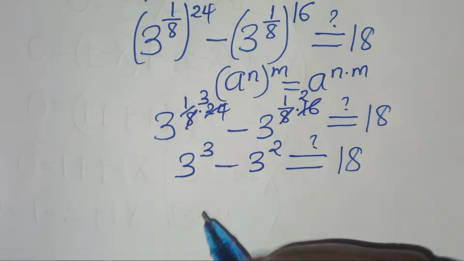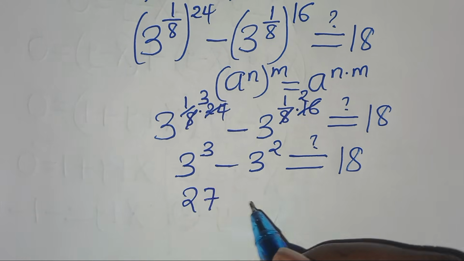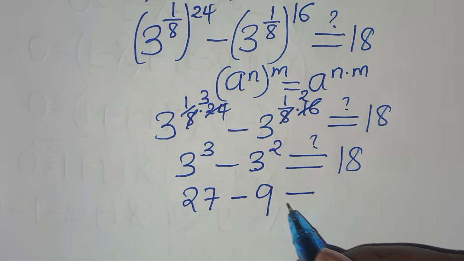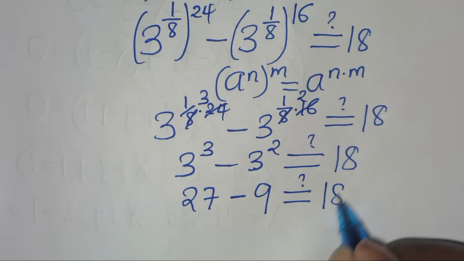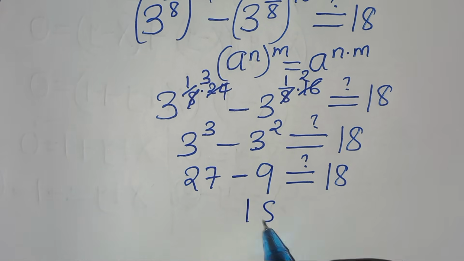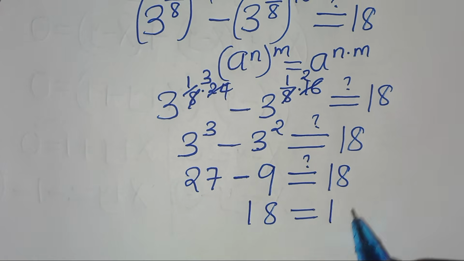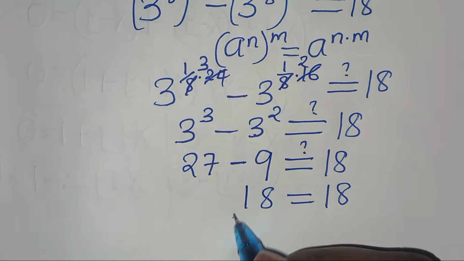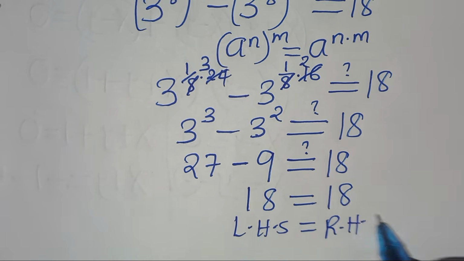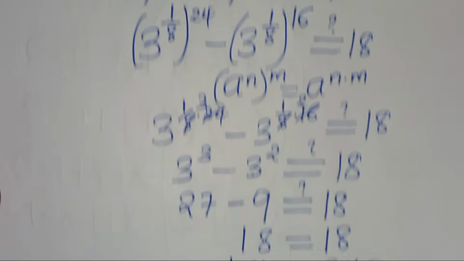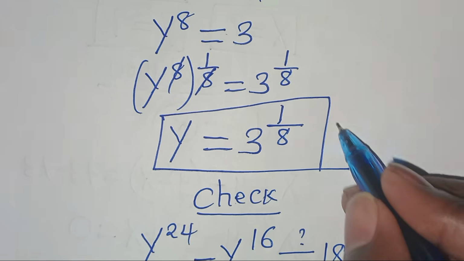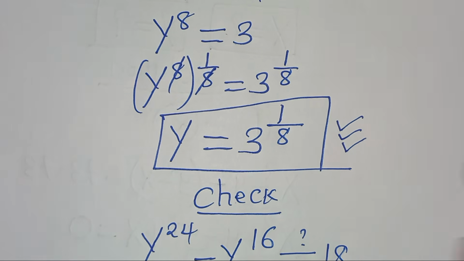So 3 to the power of 3, this is equal to 27. Subtract 3 to the power of 2, this is equal to 9. This should give us a value of 18. So 27 minus 9, this is equal to 18, which is equal to 18. So we have that the left hand side is equal to the right hand side, and this proves that the value of y, which is equal to 3 to the power of 1 over 8, satisfies the equation.